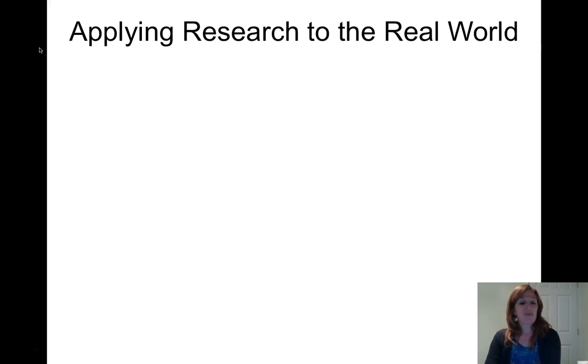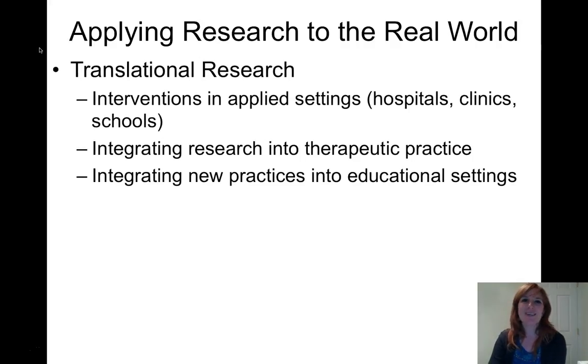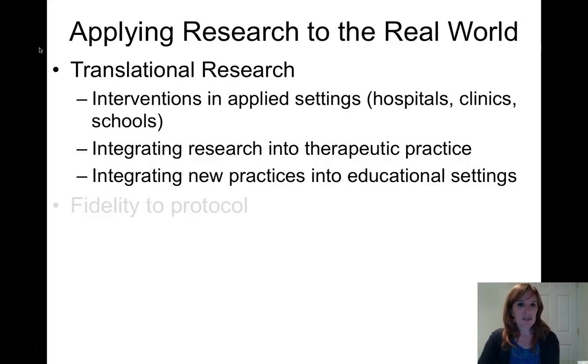And ultimately, hopefully, this last step in the research process will be applying research to the real world. And that may be a component that a lot of you are involved in as you move forward and do educational work or therapy work. You'll want to be able to go to the research literature and think about how that literature informs your day-to-day practice. A lot of people call translational research research that actually does try and conduct interventions in applied settings like hospitals or clinics or schools, or therapeutic practice, and then evaluate that application.